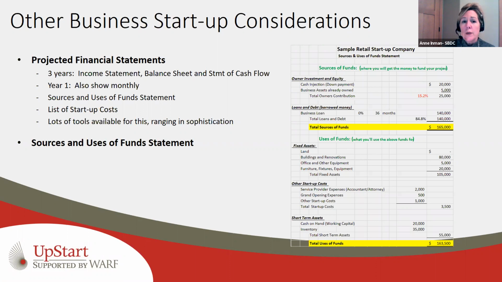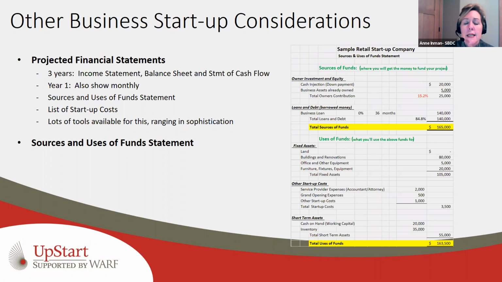The other thing that's really, really helpful when you're looking at startup costs is the idea of a sources and uses of funds statement. Essentially, it's just a simple listing of everything that's going to cost to start your business and where that money's coming from. Those are your sources of funds, where the money's coming from, and then the uses of funds are everything that's going to cost. This is just one example of what this report may look like.